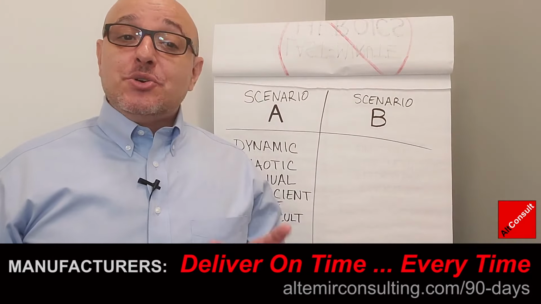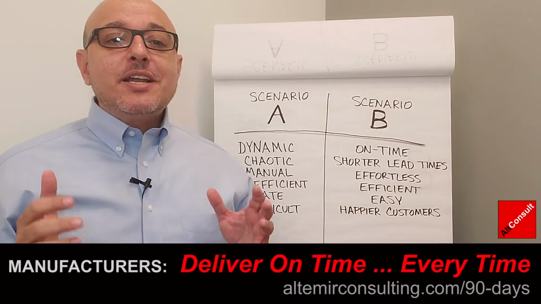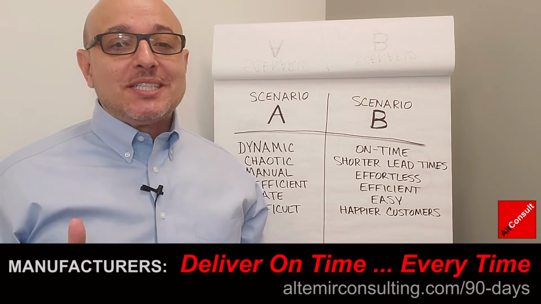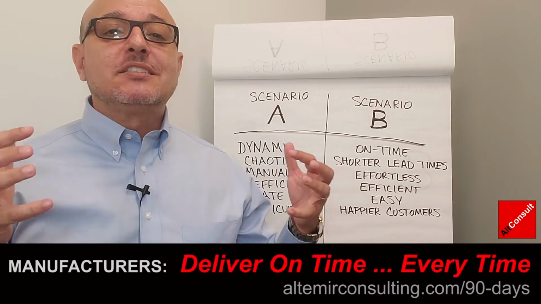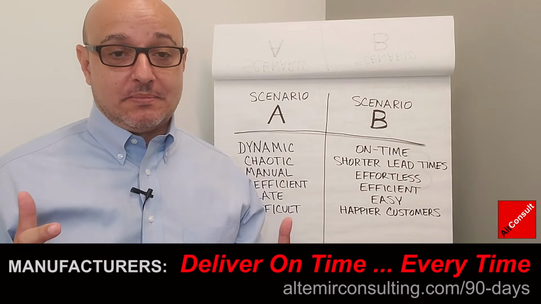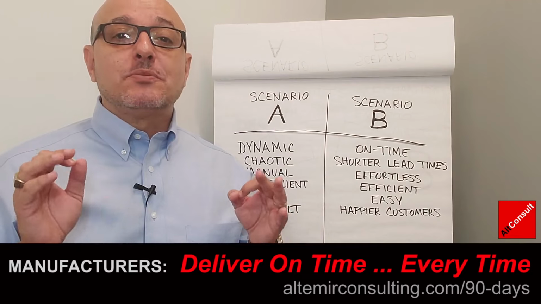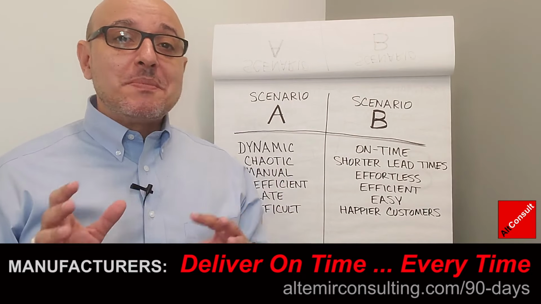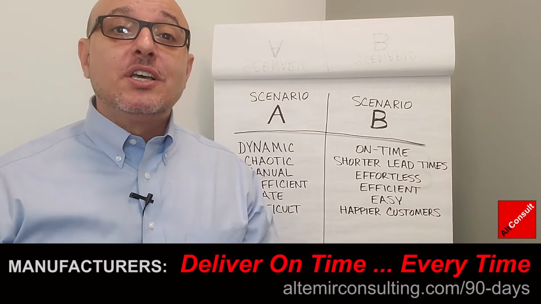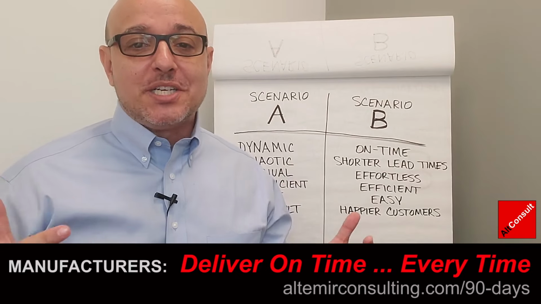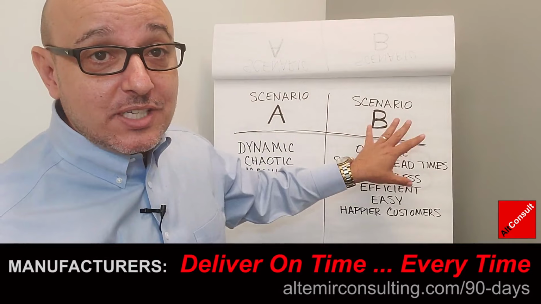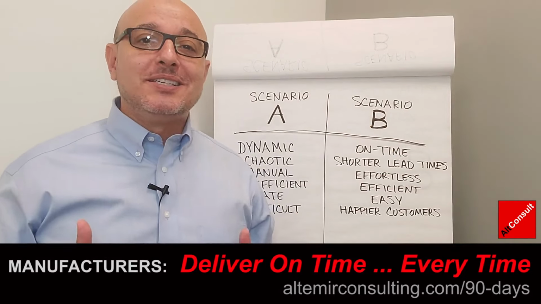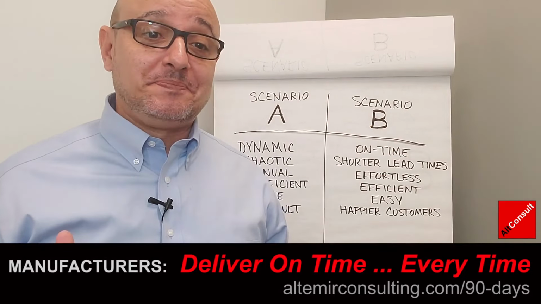Now let me paint for you a different picture. In scenario B, you're always on time because that's what you've established in your organization as a normal way of working. And your fulfillment lead times are much shorter. You, your management, your customers, your employees, even your suppliers are all much happier. And I've lived in scenario A and I've lived in scenario B, and I can tell you that scenario B is a hell of a lot better.